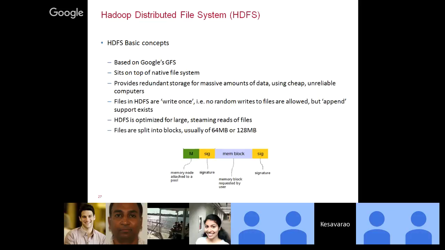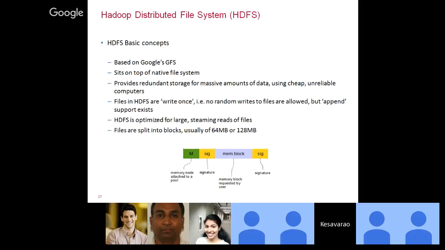Even after the session, there are a lot of documents, and I provided all the references already, so you could go through some of these fundamentals again. But I would suggest you stay focused a little bit on what I explain here, because I try to summarize some of this stuff. So the basic concepts here: HDFS is based on the Google GFS, the Google file system, and it sits on the native file system. It provides redundant storage for massive amounts of data using cheap, unreliable computers, like I mentioned earlier. Files in HDFS are write once. No random writes to files are allowed, but append is supported.